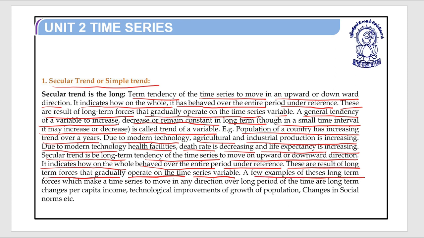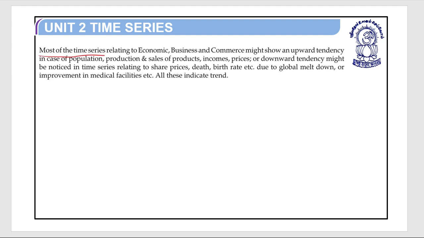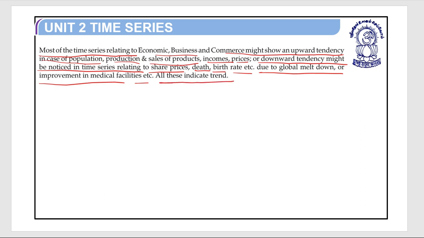A few examples of these long-term forces which make a time series move in any direction over a long period of time are long-term changes in per capita income, technological improvements, growth of population, changes in social norms, etc. Most of the time series relating to economic, business and commerce might show an upward tendency in case of population, production and sales of products, incomes, prices, or a downward tendency might be noticed in time series relating to share prices, death, birth rate, etc., due to global meltdown or improvement in medical facilities, etc. All these indicate trend.